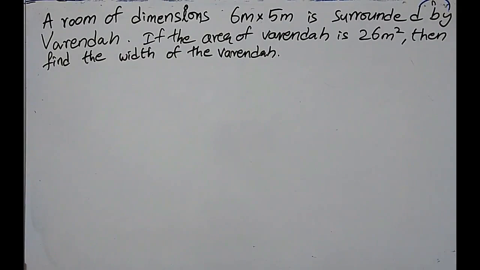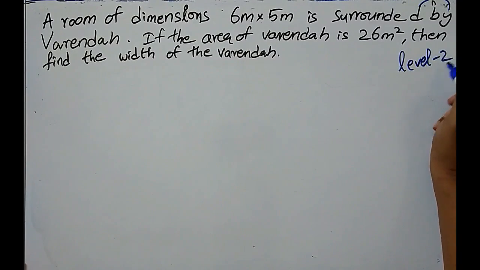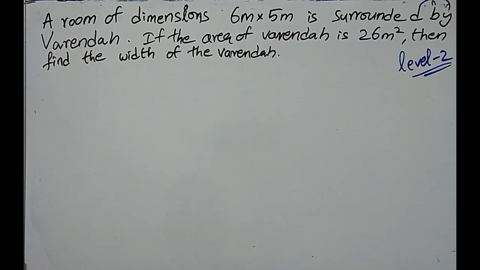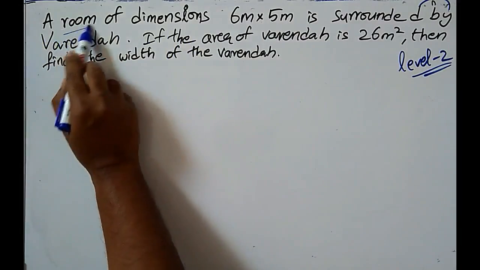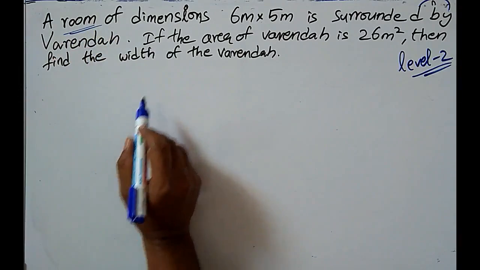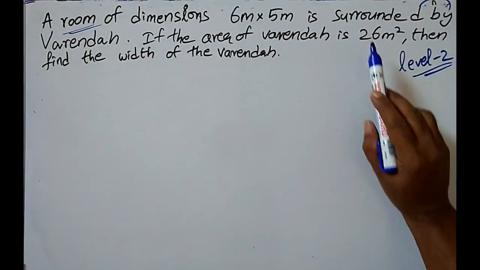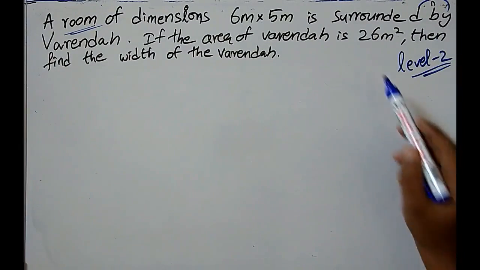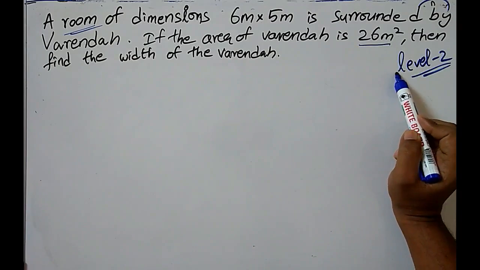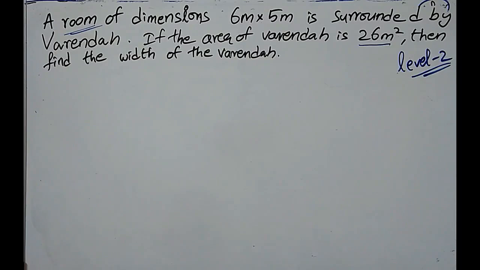We will see another problem. This is also of level 2, which falls into the level 2 category. A rectangular room of dimensions 6 meters by 5 meters is surrounded by a veranda. If the area of the veranda is 26 meters square, then find the width of the veranda.